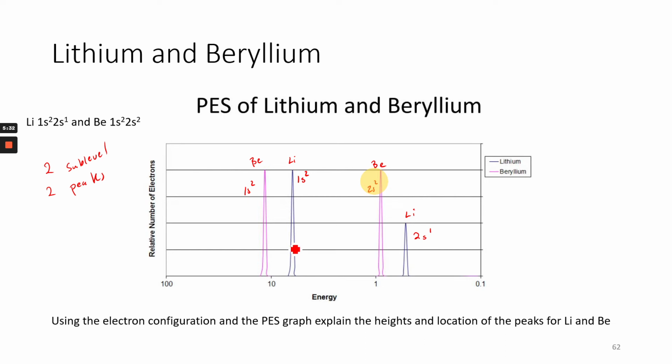But notice beryllium's peaks have shifted to the higher ionization energy. Remember, this is higher ionization energy. And that is because of the effective nuclear charge. Lithium has 3 protons. Beryllium has 4. So because of the higher Z effective, beryllium's peaks shift left. They get closer to the nucleus.